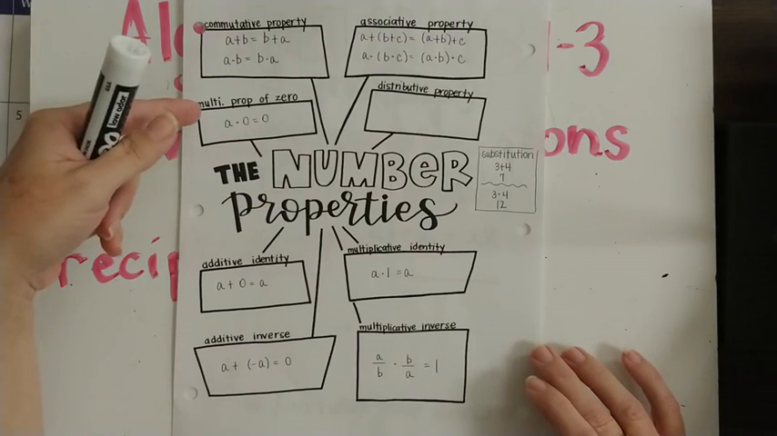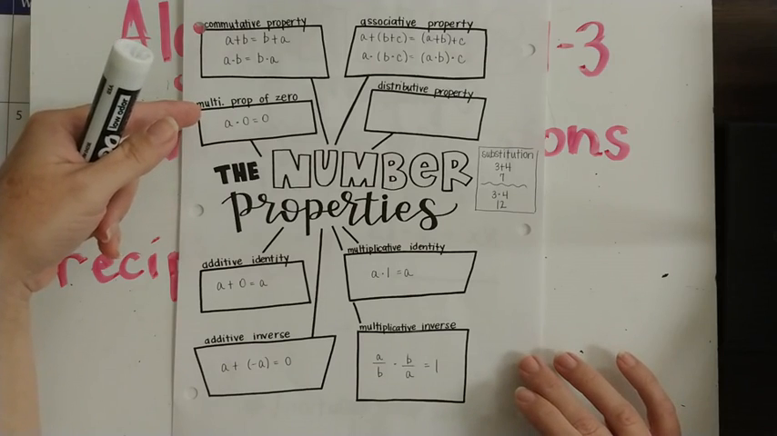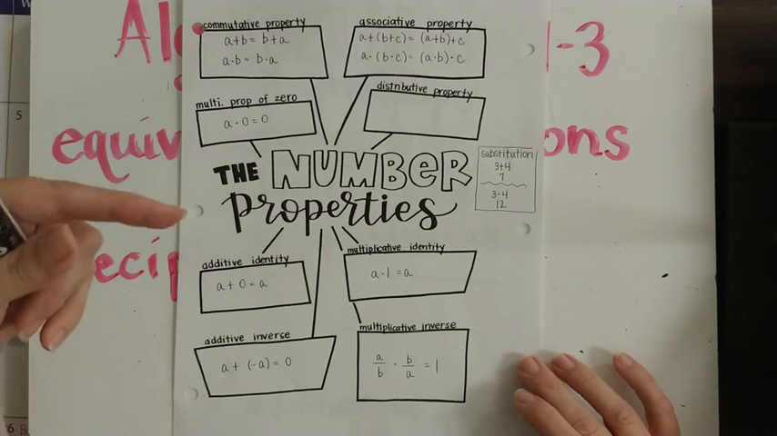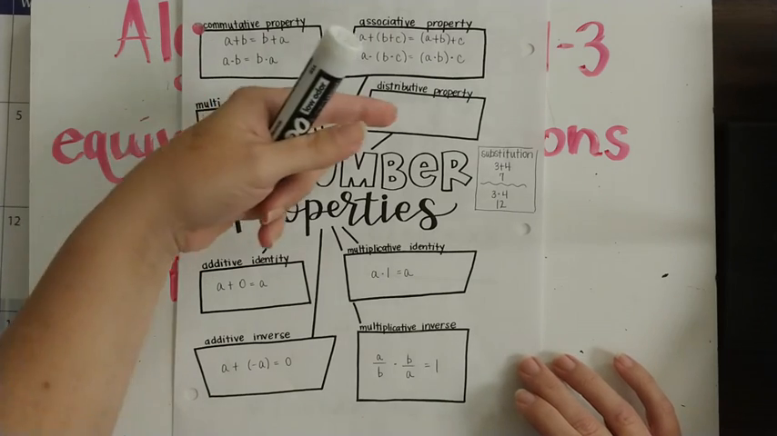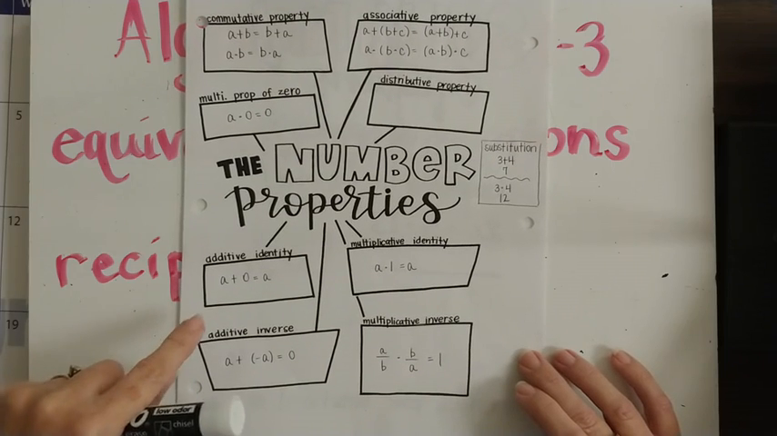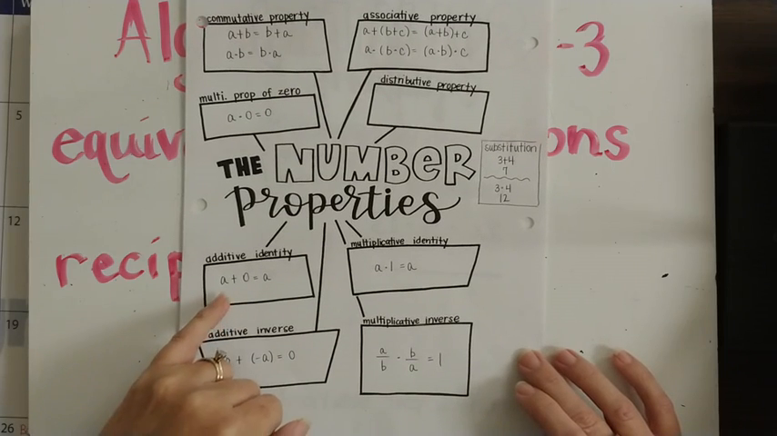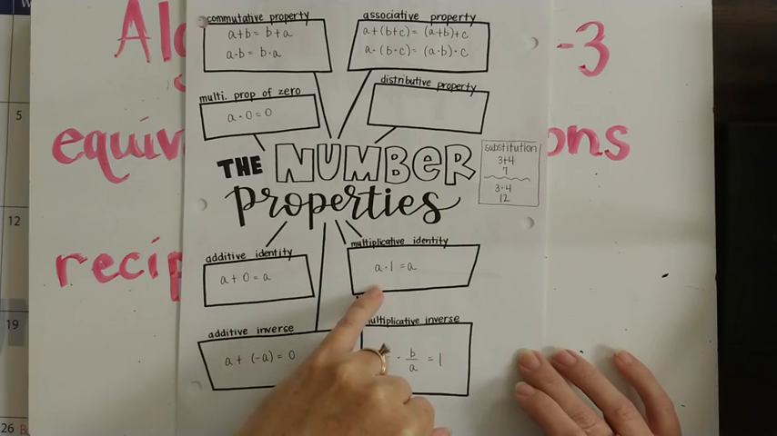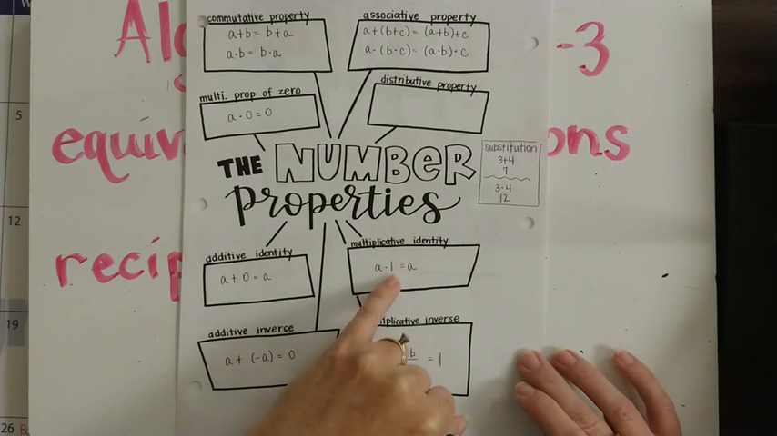Next, we have multiplication property of 0. That means any number times 0 equals 0. We're going to skip the distributive property for now. Go down to the bottom, and we have additive identity. That means any number plus 0 will give you that number. We also have multiplicative identity. Any number times 1 equals that number.